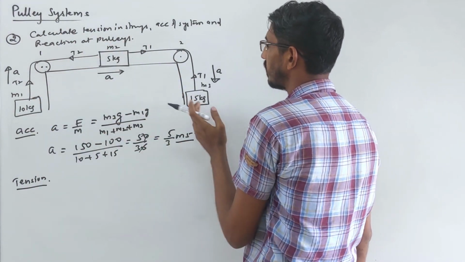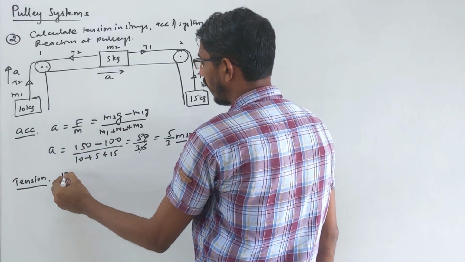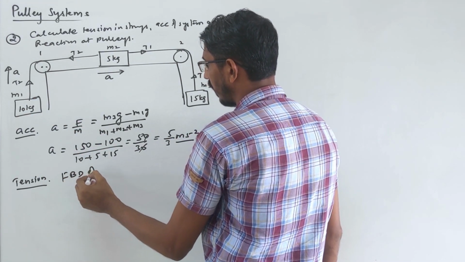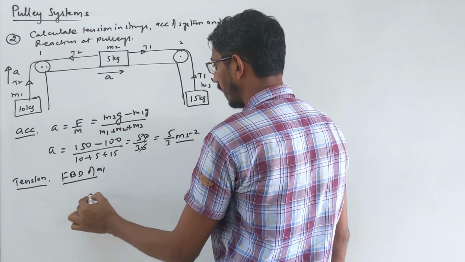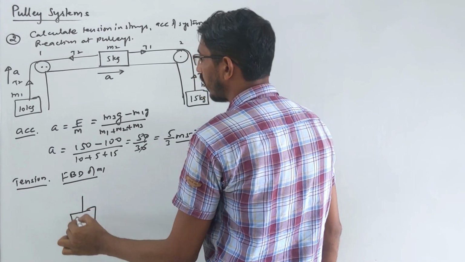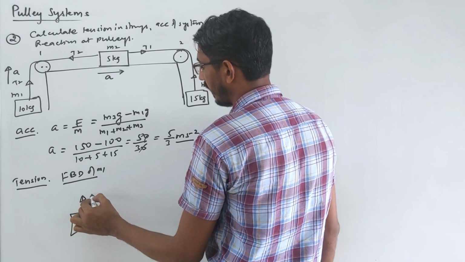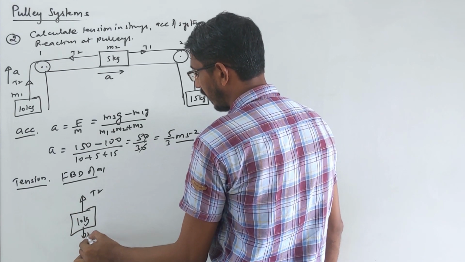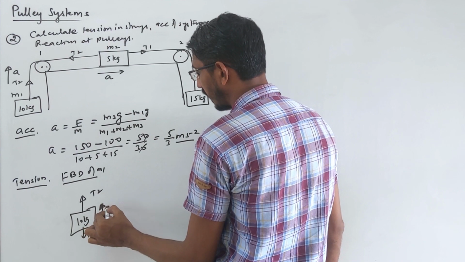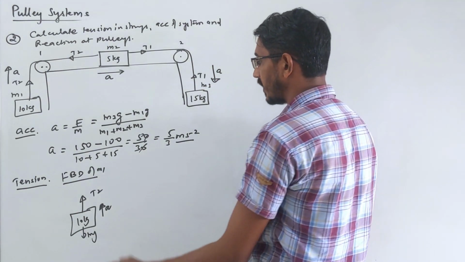You can take this block or this block, your choice. You are writing the FBD of M1. Let's write the one which is moving vertically here. So that 10 kg block: tension, what do we call that? T2 we are calling upward, weight downward, and it is accelerating upward with acceleration A.